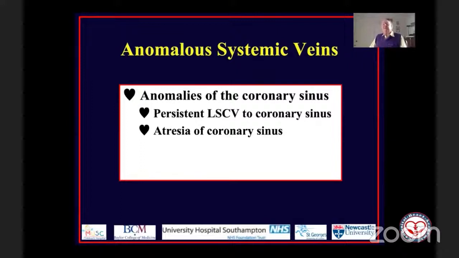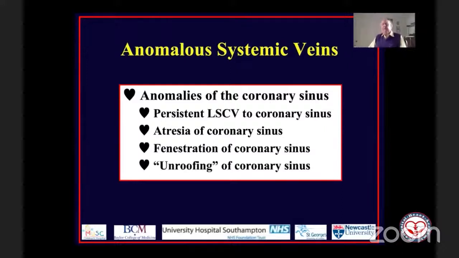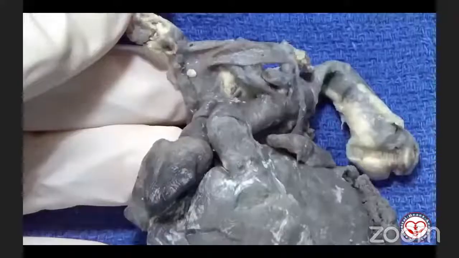The coronary sinus can be atretic due to persistence of the Thebesian valve. Its wall can be fenestrated, and that is part of what we call unroofing of the coronary sinus. So now Diane's going to show you these entities. She's going to show you a nice example of atresia. Then she'll show you this spectrum of fenestration and unroofing, where somehow those walls that normally separate the coronary sinus from the left atrium, both of those walls are deficient, and that leads to this spectrum of fenestration to unroofing of the coronary sinus.